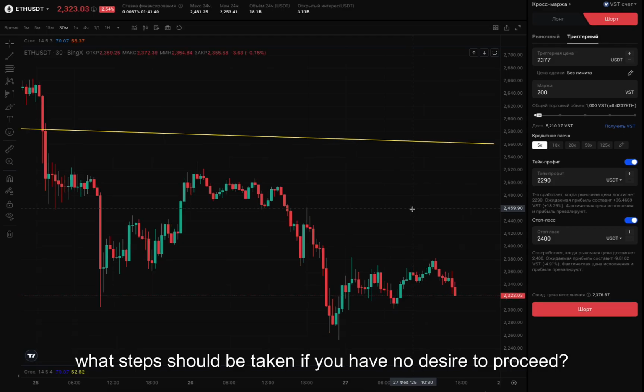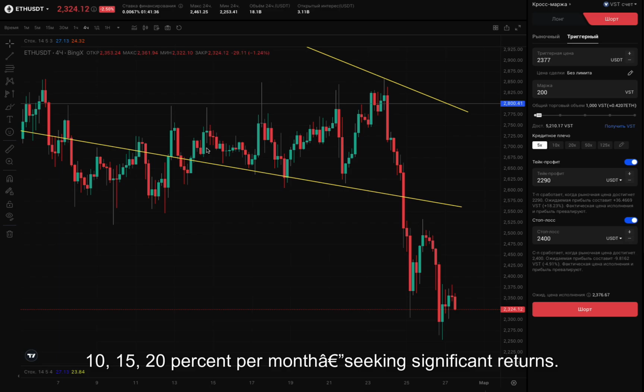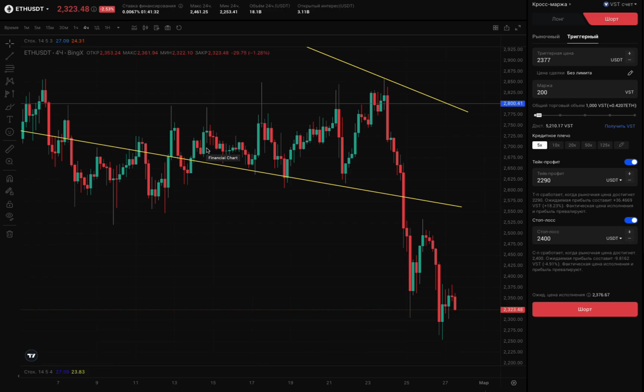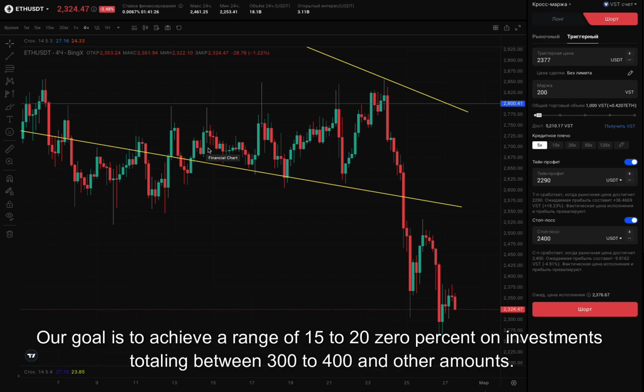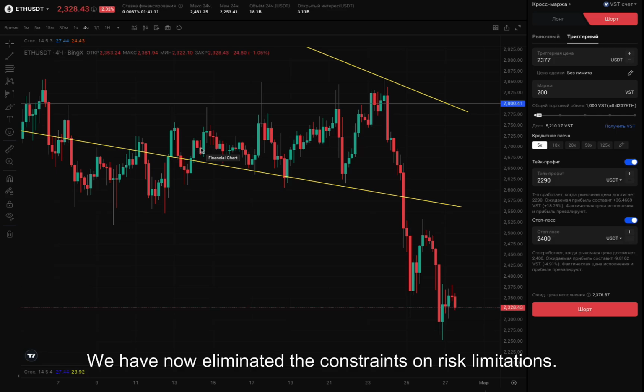Furthermore, what steps should be taken if you have no desire to proceed with 10, 15, 20% per month, seeking significant returns, and decide to trade without stop loss? Our goal is to achieve a range of 15 to 20% on investments totaling between 300 to 400 and other amounts. This is also possible, but again, the risks match the rewards. We have now eliminated the constraints on risk limitations.